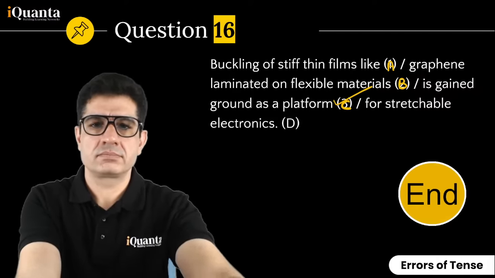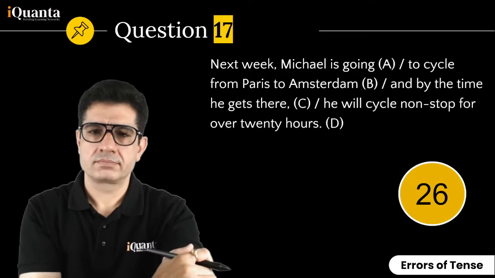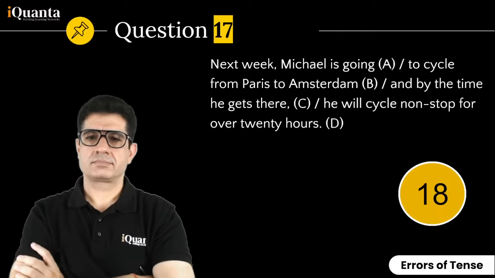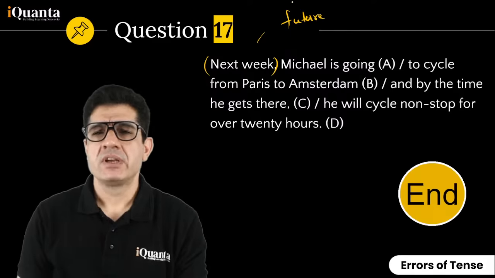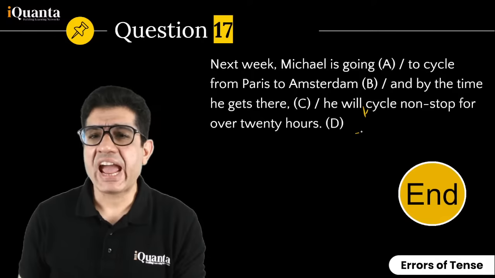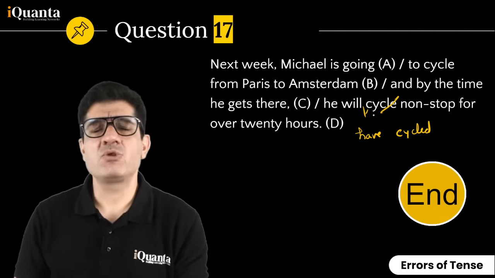Here it is. So very clearly saying next week, this sets you off for future. So he's going to cycle from Paris to Amsterdam, and by the time he gets there, he will cycle non-stop for over 24 hours. No, he will have cycled non-stop. So this is one of those examples where you needed to use the future perfect tense.